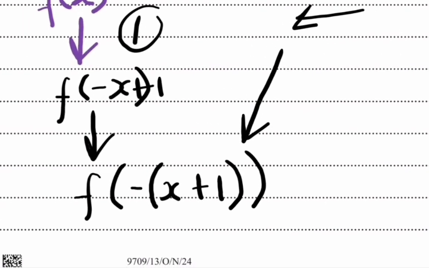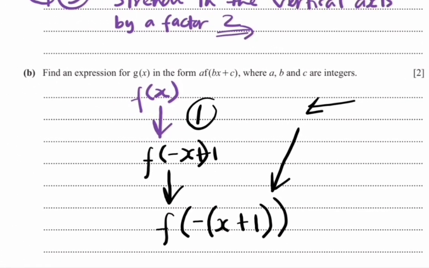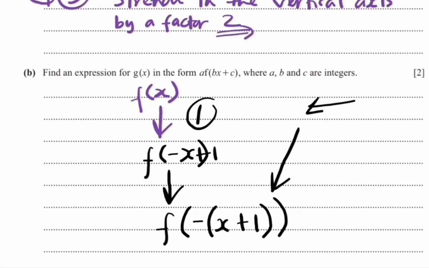So we write it this way, keeping our minus like this. Then after this, we know there was a stretch in the vertical axis by a factor of 2.